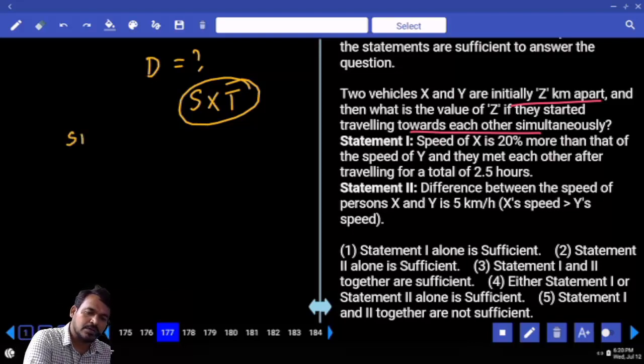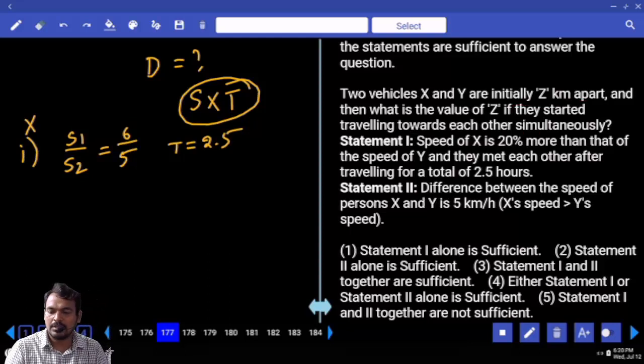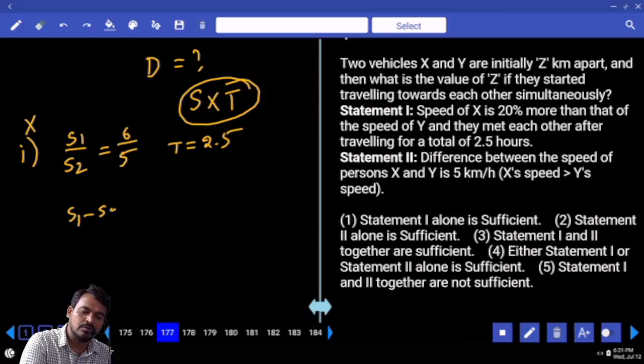From the first statement we get only the speed ratio 6:5. Time is also given, how many hours? 2.5 hours. But there is no clarity about the individual speeds. Is the first alone sufficient or not? Not sufficient. For the second one, the difference between the speeds of X and Y is 5 km per hour. X is greater than Y, means S1 minus S2 equals how much? 5. The second alone is not sufficient.